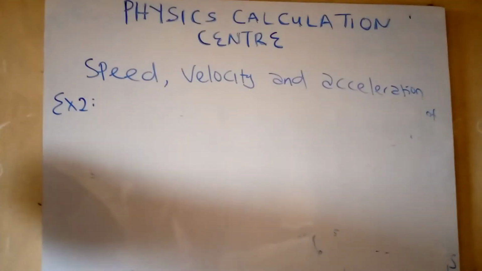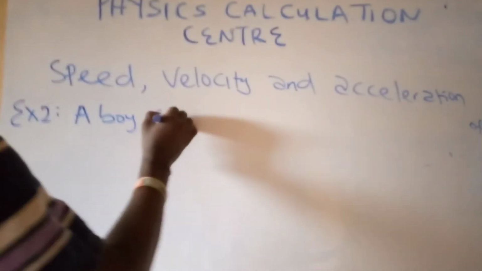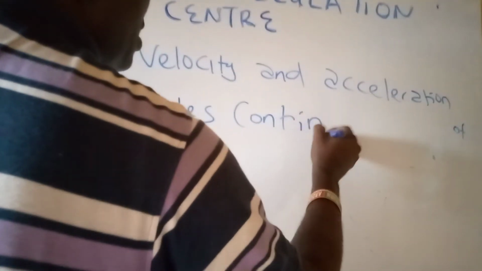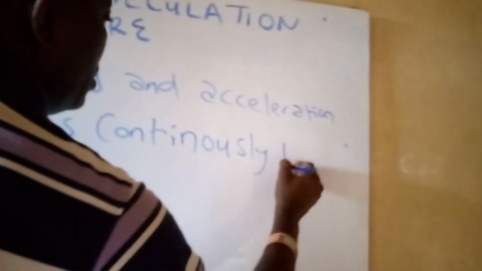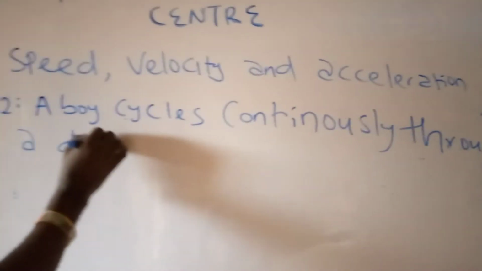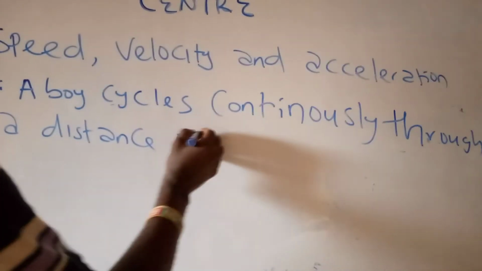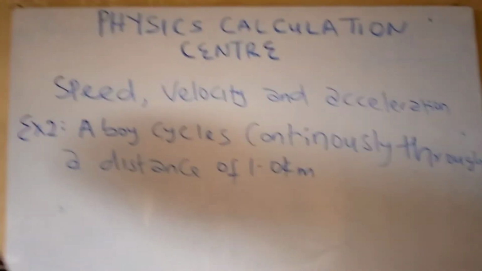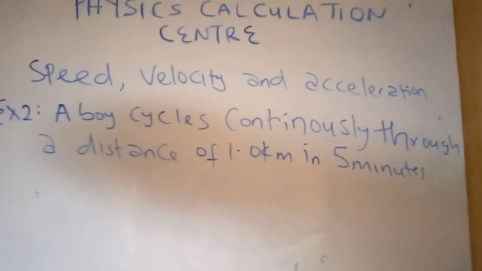Example 2 says, a boy cycles continuously through a distance of 1.0 kilometers in 5 minutes. So what is the question? It says calculate his speed.